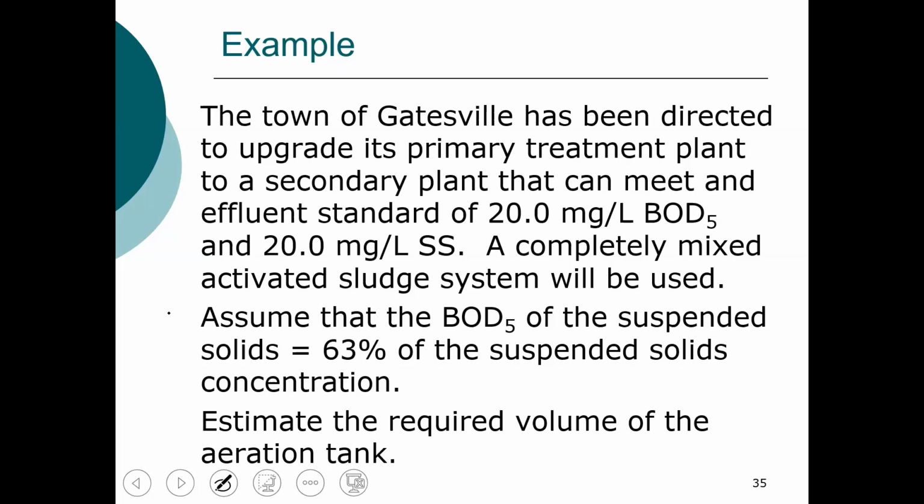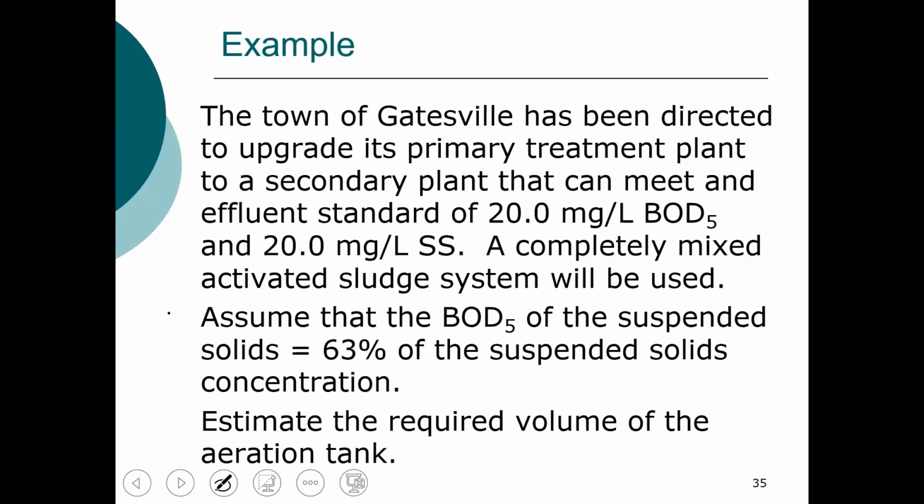So, the Town of Gatesville has been directed to upgrade its primary treatment plant to a secondary plant. So it's adding secondary treatment. And this is really what happened in the US. We built treatment plants that were just primary. And then subsequently, especially after the Clean Water Act was promulgated in 1972, we started adding secondary treatment.